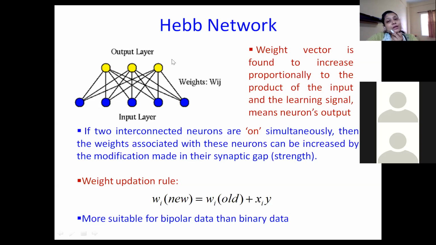So in that case, you can find that this weight vector is going to be increased proportionally. Every time you move further, iteration by iteration, you will get a weight vector that increases, and that increment must be proportional to the product of the input and the output neurons.